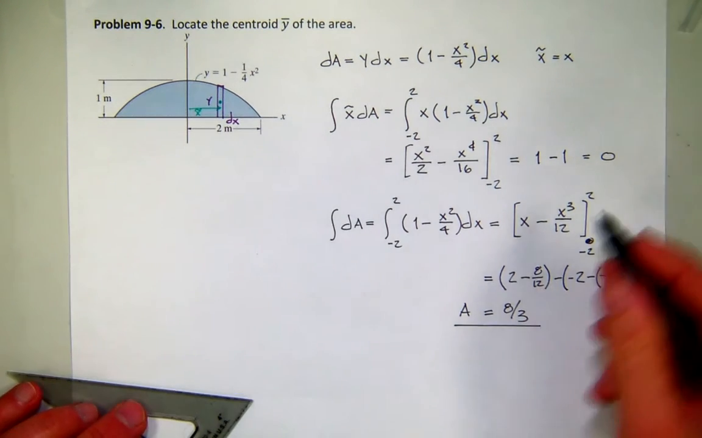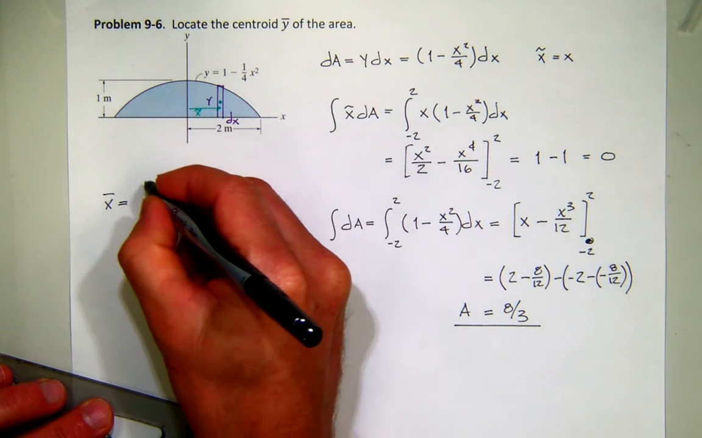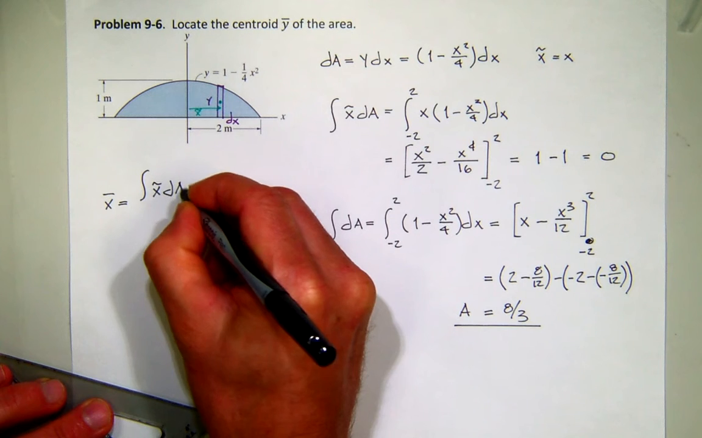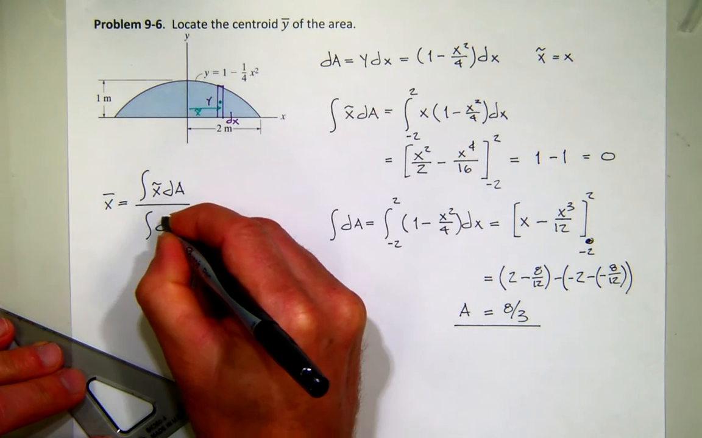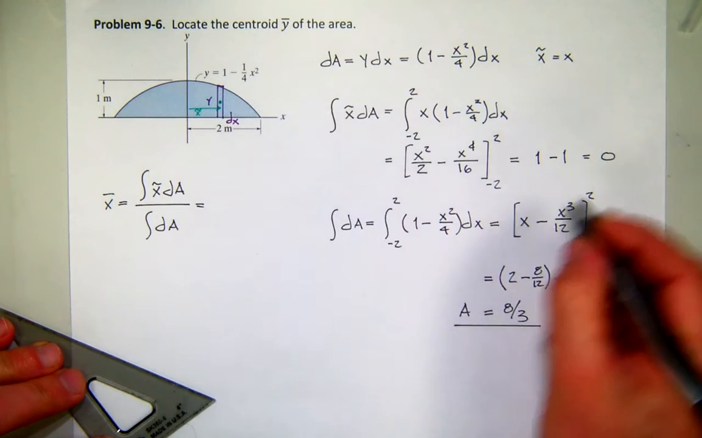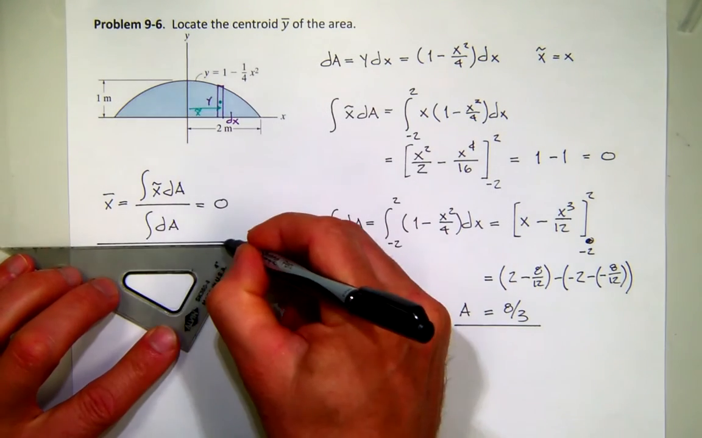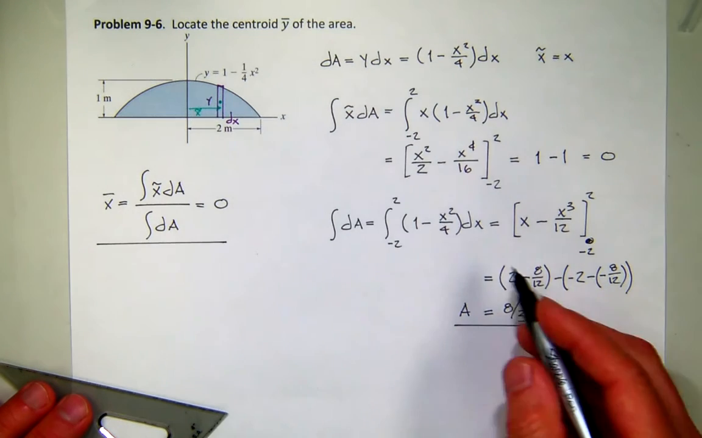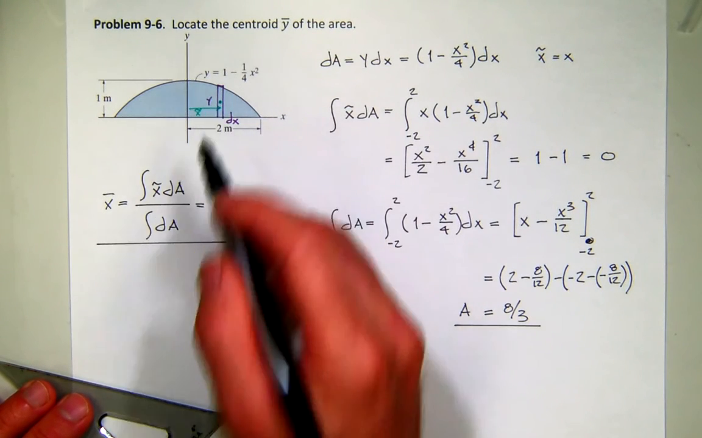And of course then, if we want to calculate the x-centroid, we would have this divided by the area. And of course we computed the numerator to be 0, so we get 0, which is the big surprise. We already knew that going in, so I just calculated the wrong one. So now I need to calculate the distance to the y centroid.